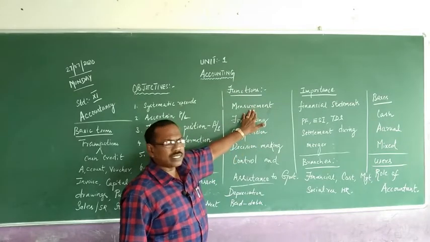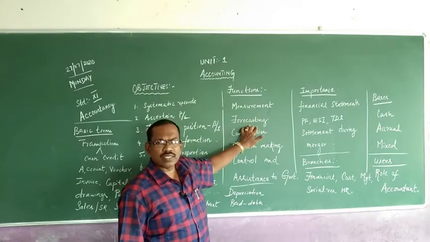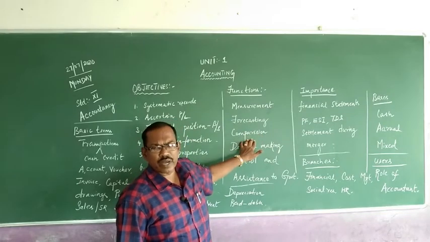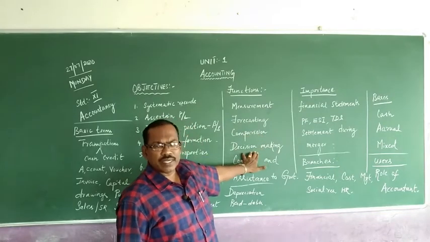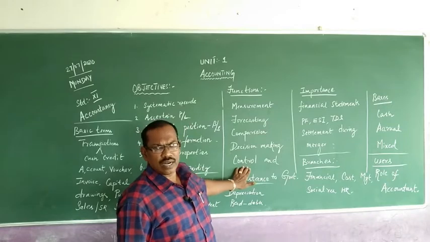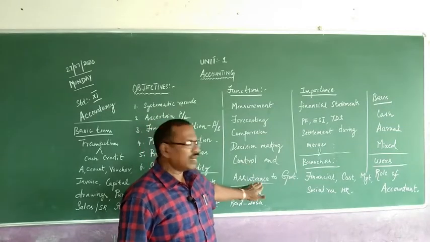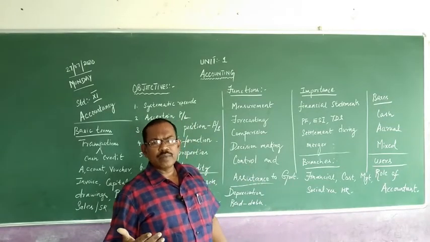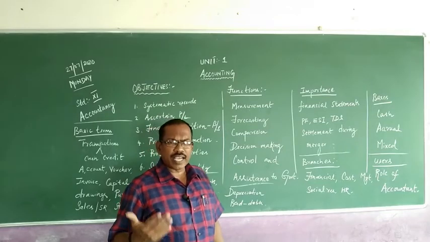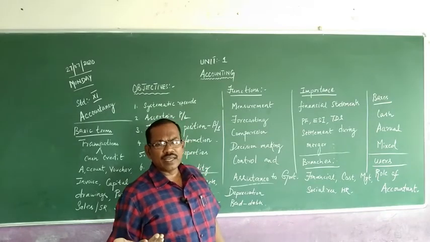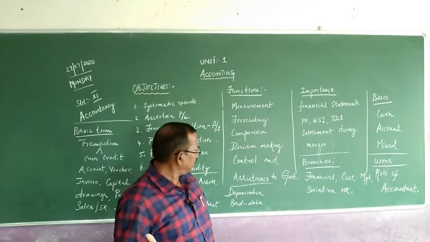Systematically, we are measuring our performance, we are forecasting our future, we are comparing our past performance. That helps in decision making and control. Then assisting government, because we are taxpayers. When we pay tax, our accounts should be legitimate.